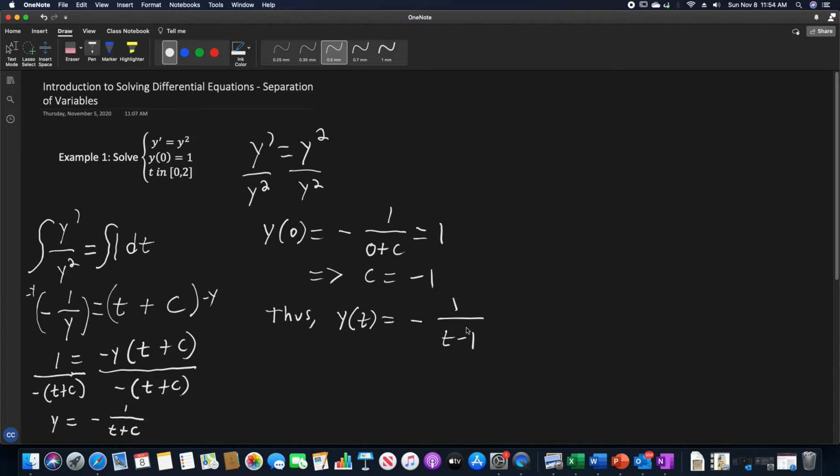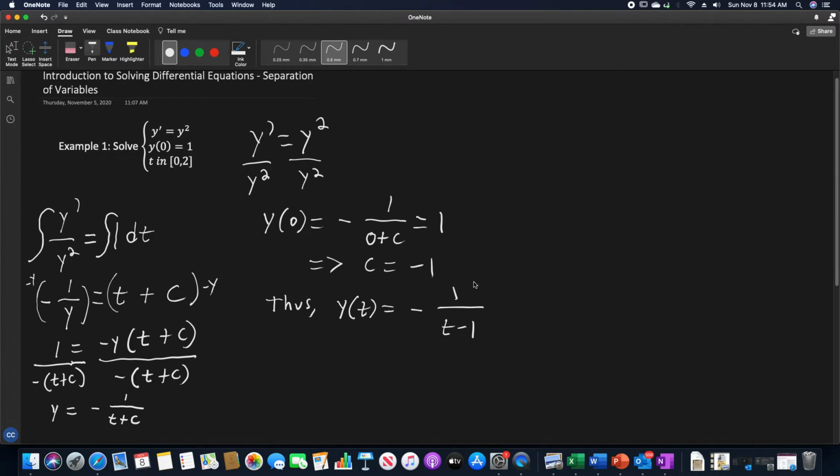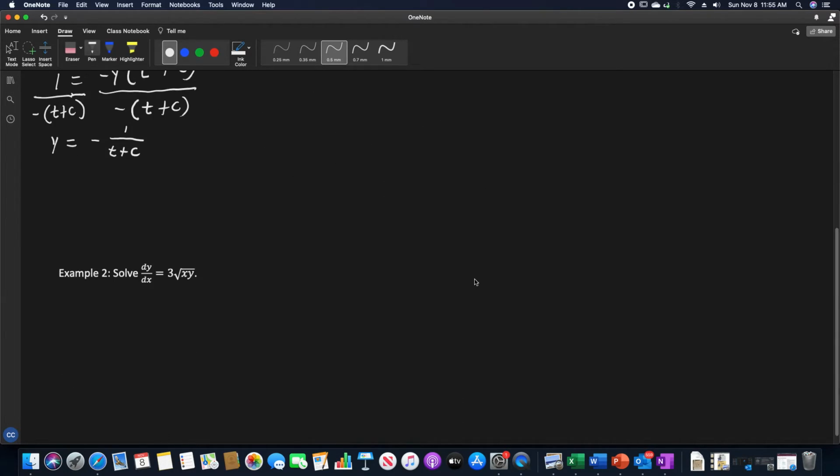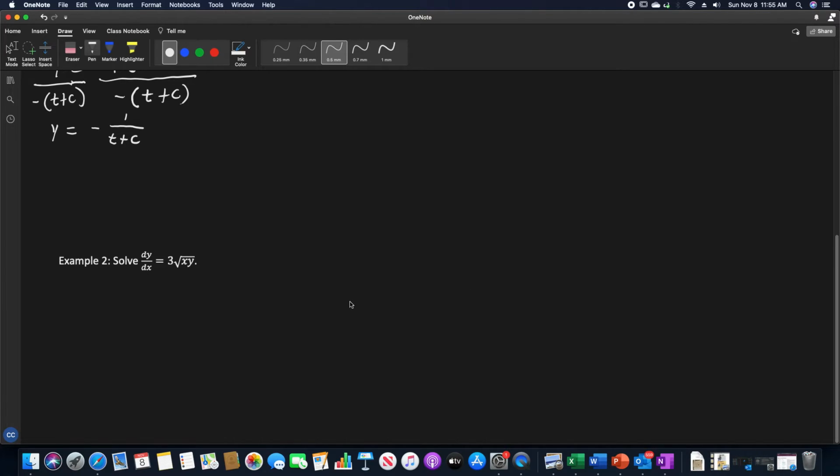For this particular example. Now for a slightly more involved answer, and this one I don't have an initial condition for, so this is just going to be a general solution as opposed to a specific one like we just did. That is, I want to solve here the derivative of y with respect to x equals 3 times the square root of xy. And for this we want to separate the variables, just as we just did.